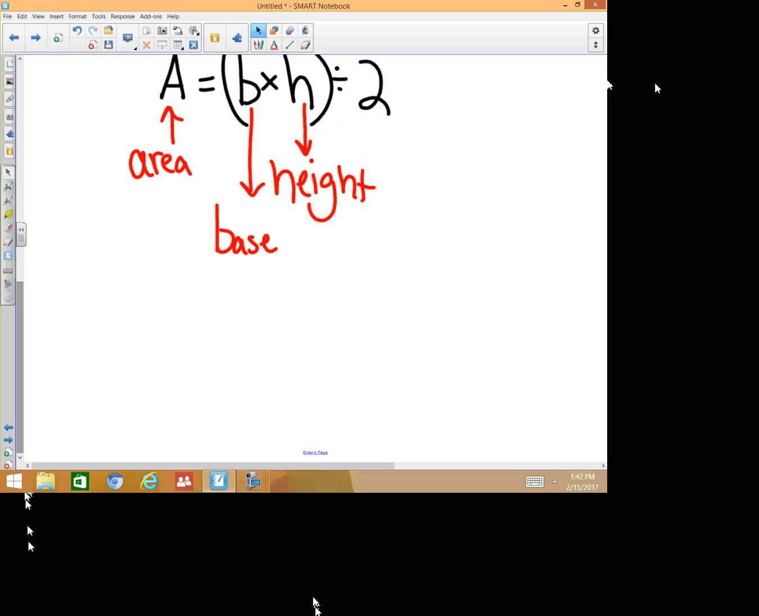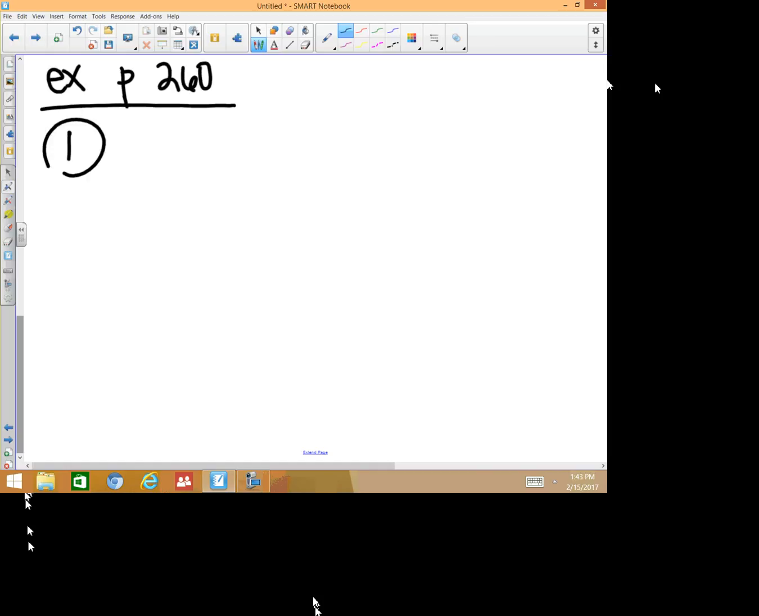Okay, I'm ready to do examples. Are you? Yep. You have to get another piece of paper? Okay. Examples. Page 260. You should be able to draw these with me. In fact, it is easier if you draw these. Alright. If we look at 260.